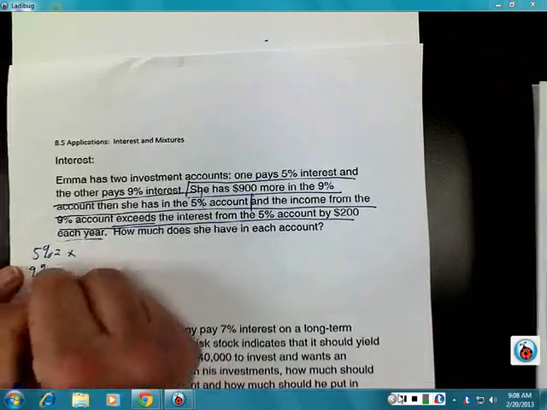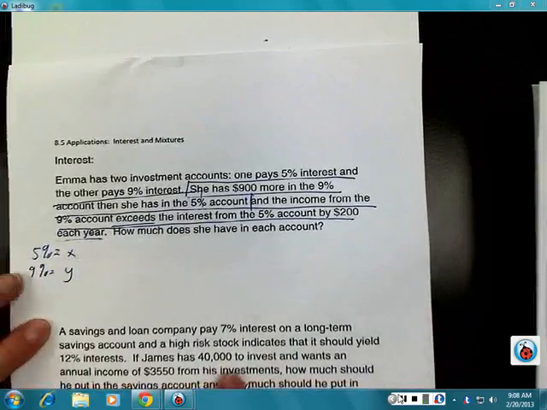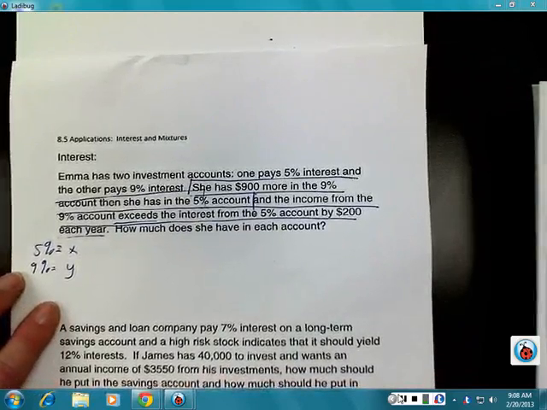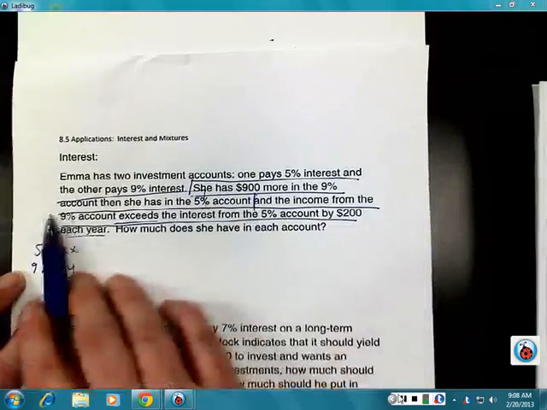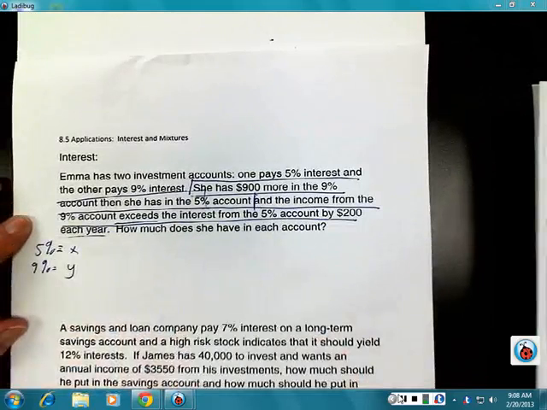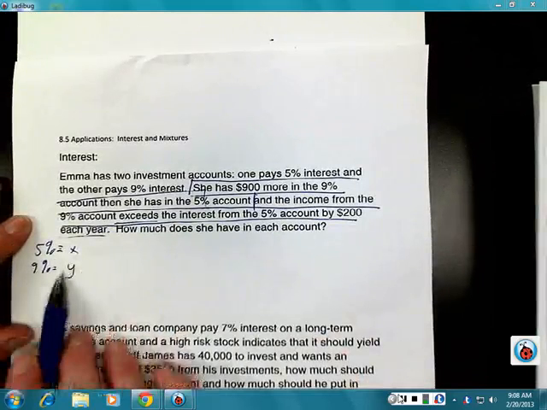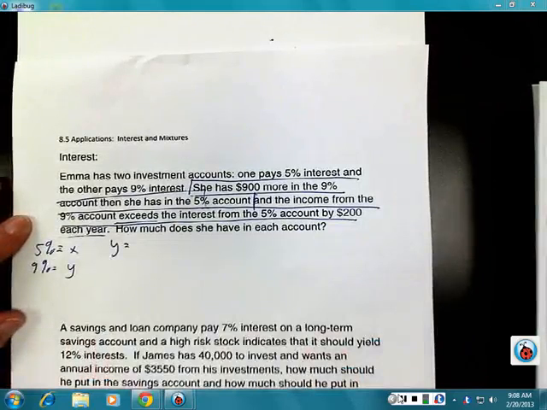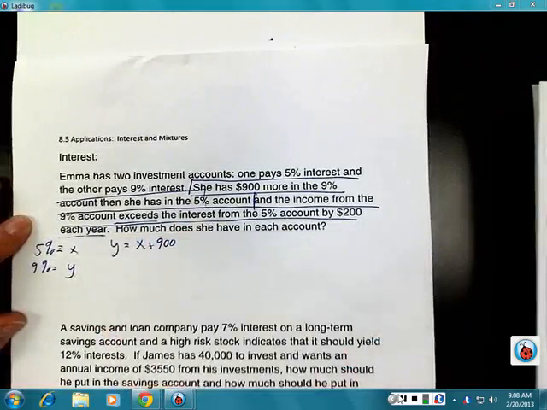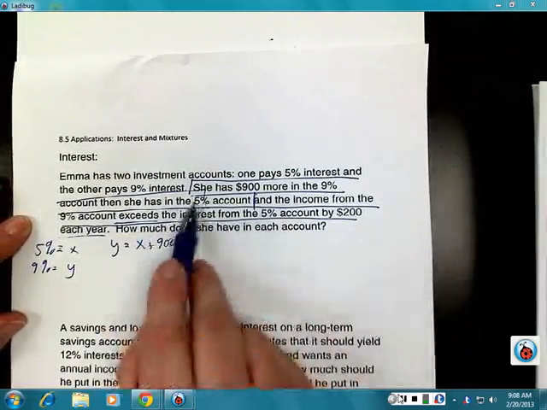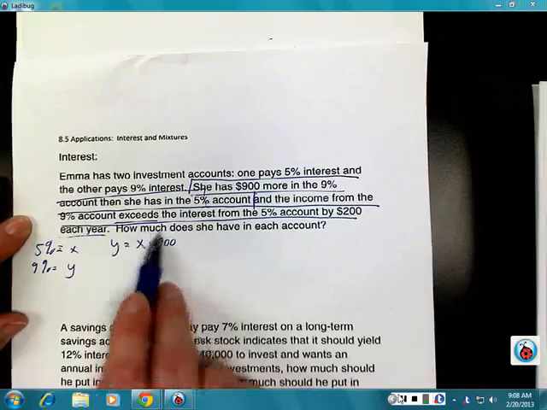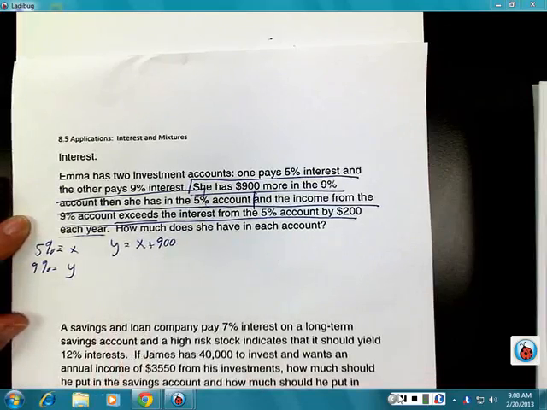And the 9%, and if you do this on the side of your paper and label which ones you have, then you're going to get some more information out of those. So if I go to my first equation, she has 900 more in the 9% account than she has in the 5% account. What does that mean? If we go back to what we just got done doing, it means that the 9% account is Y. So how much money does she have in there? Well, she has X plus 900. You okay with that part? Because the 9% account exceeds by 900. So the amount that's in the X, or in the 5%, is going to have 900 more to give you what Y happens to be. So far, so good?